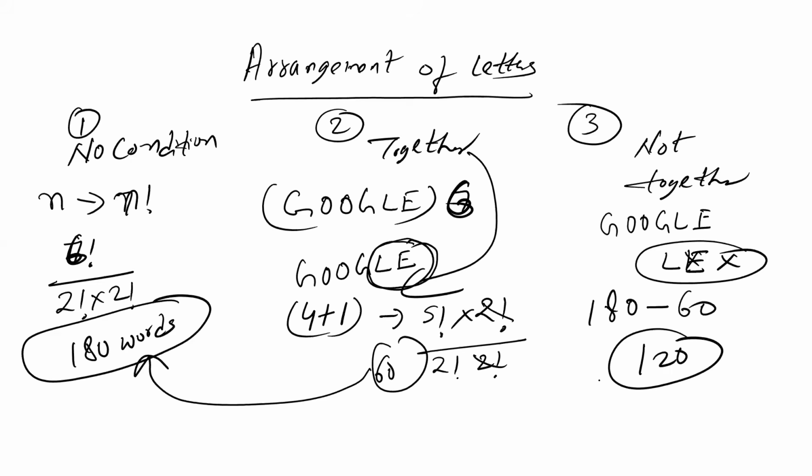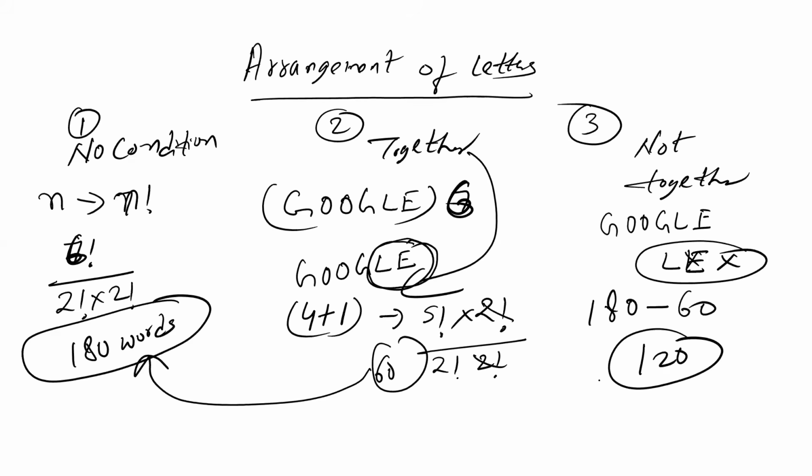always together? Then remove that L and E, consider L and E as a single letter, add it with the remaining 4 letters, which will give you 5 letters. With 5 letters, you can arrange in 5 factorial. But the 2 letters which are considered as a single letter actually have 2 letters.